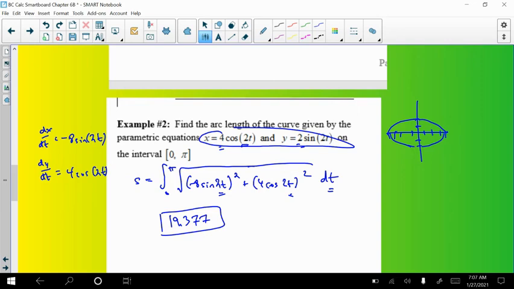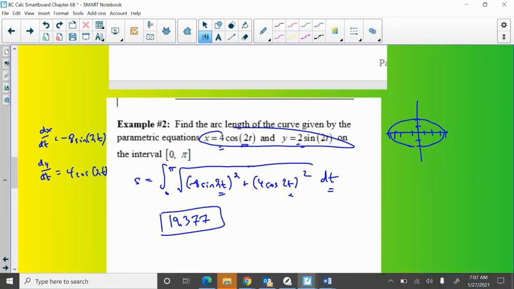So, hopefully, going through those two examples of applying that made sense. And then in the next video, we'll just look at applying surface area and go from there.